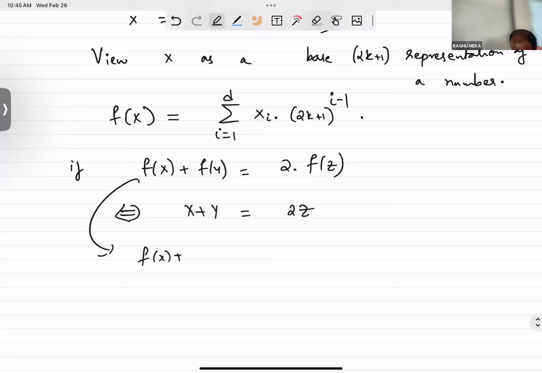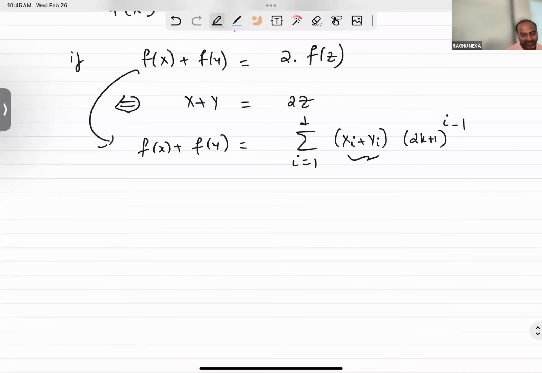So f of x plus f of y equals, it's a number. All of these things are in the range 1 through 2k now, but it's still less than the base. So it is actually the base representation of the number, which is unique, right? Whatever base you pick, like if I want to write a number in base 13, it has a unique representation. And 2 times f of z equals this.